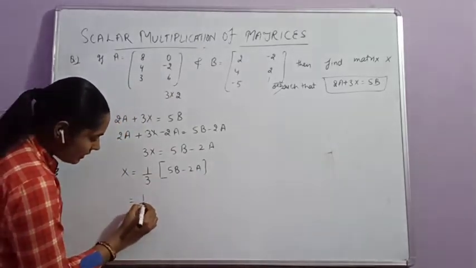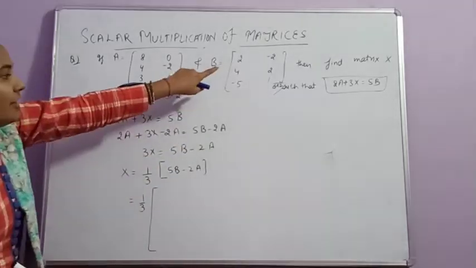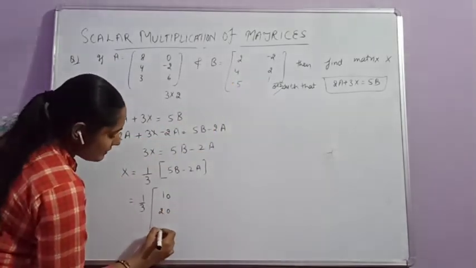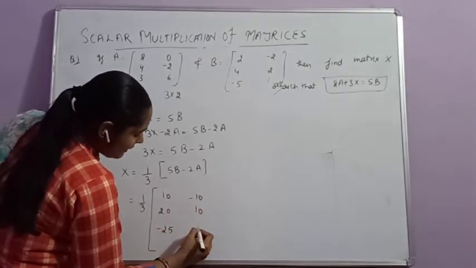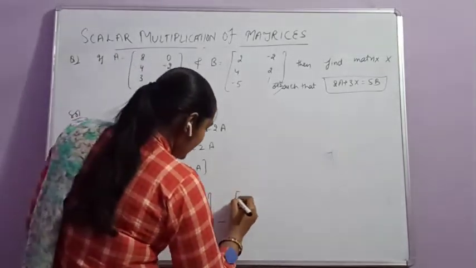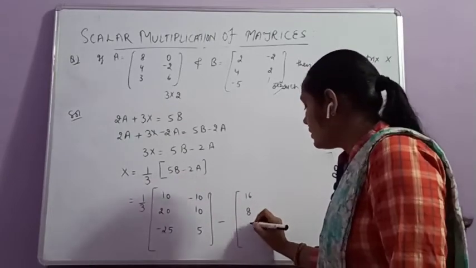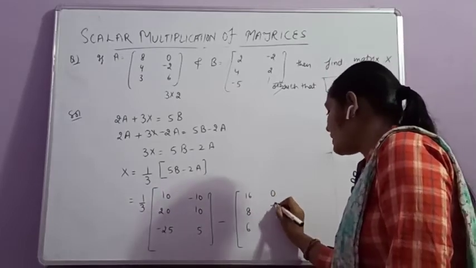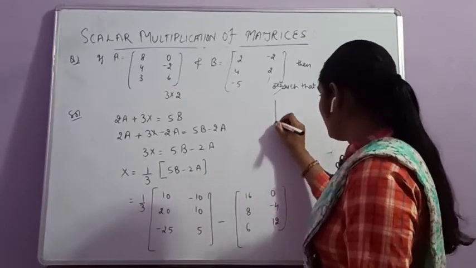That is 1 by 3 into 5B. It means B matrix will be multiplied with 5. 5 2s are 10. 5 4s are 20. 5 5s are 25. 5 2s are 10. 5 2s are 10. 5 1s are 5. Minus 2A. A matrix is multiplied with 2. 2 8s are 16. 2 4s are 8. 2 3s are 6. 0 multiplied with 2, 0. 2 2s are 4. 2 6s are 12.